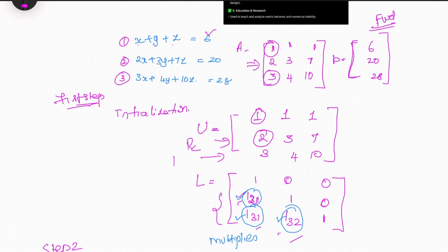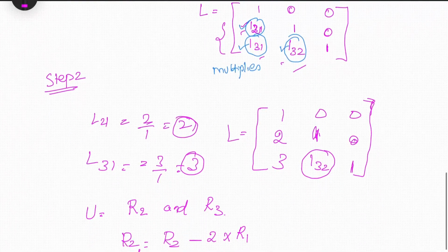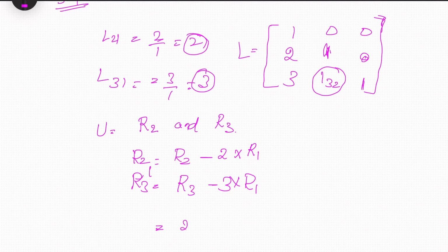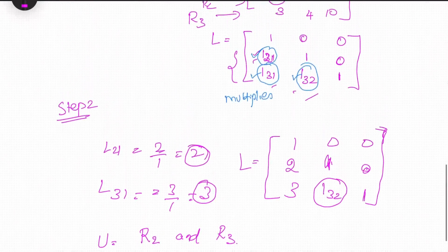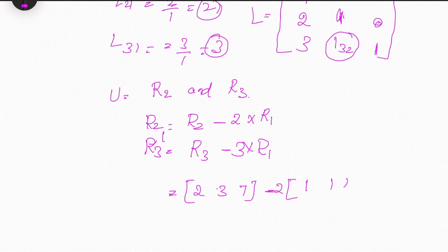Now here I am going to calculate L21, L31, L32. But we will do it in steps. The first step, we will calculate what? So this L21, L31, L32, all these are called multipliers. All called what? All called multipliers.